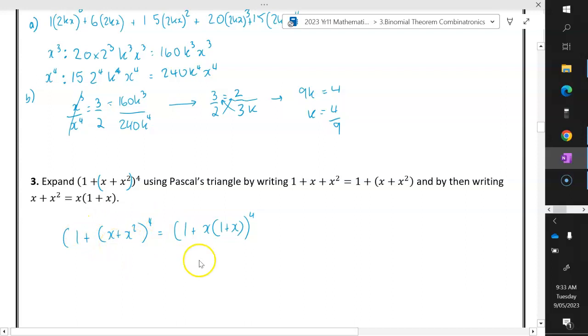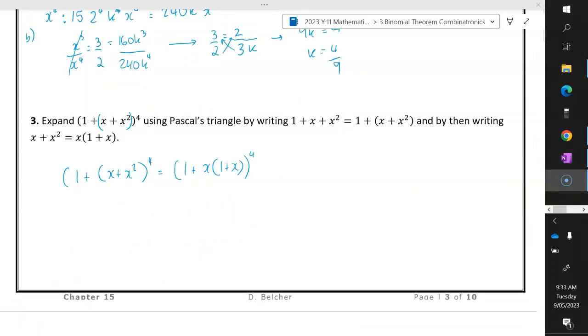Okay, now let's see if we can use Pascal's triangle to expand that, where this second part here is the bit that's going to be increased in powers. So let's write our coefficients down first. We've got 1, 4, 6, 4, 1. Note I'm spreading it out because it's going to be a long one.